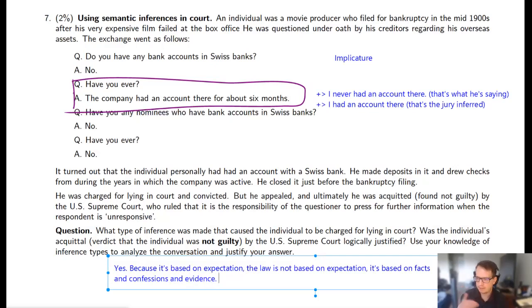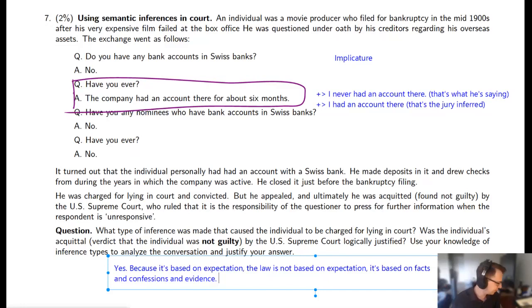So if the defendant admitted in real words and gave hard evidence and facts that he did do it, sure, the original verdict is fine. But because the original verdict was based on this implication, on this implicature, based on expectations rather than fact, the original verdict wasn't really logical. So to override this would be understandable and logical by the Supreme Court. So that's sort of the idea of this question.